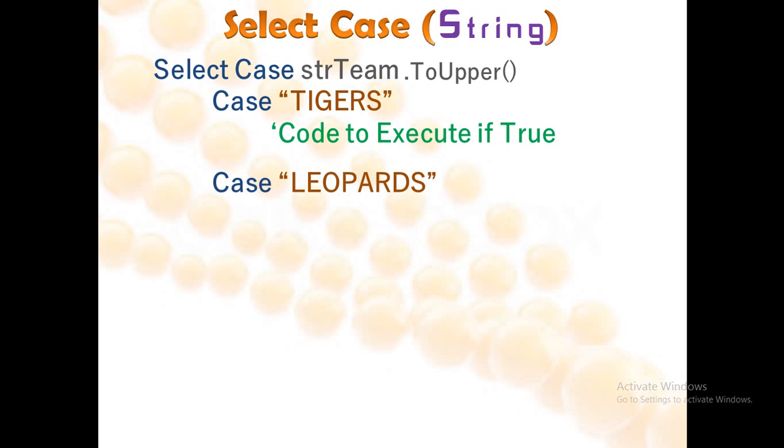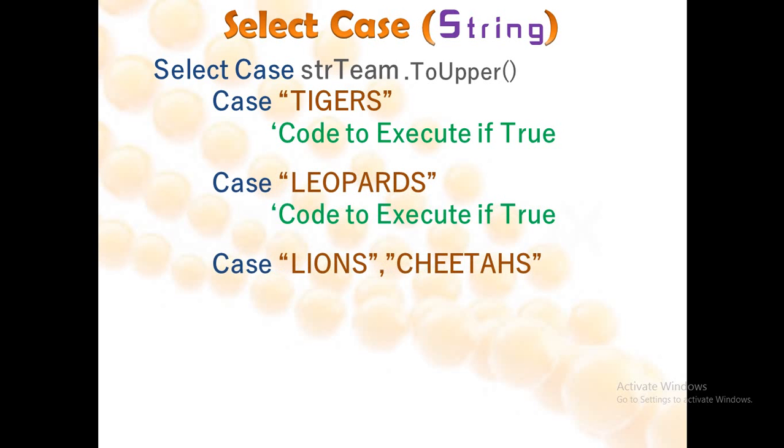Or Case leopards, the user will be told something like, yeah, you are from Africa. Then you can have something like Case lions or cheetahs. For all of them, you just use commas, as many commas as possible. You can also use the greater than, less than values, everything you want. So then a certain code will tell you, you entered lion, so you are from the royal family. You entered cheetah, so I know you are fast.